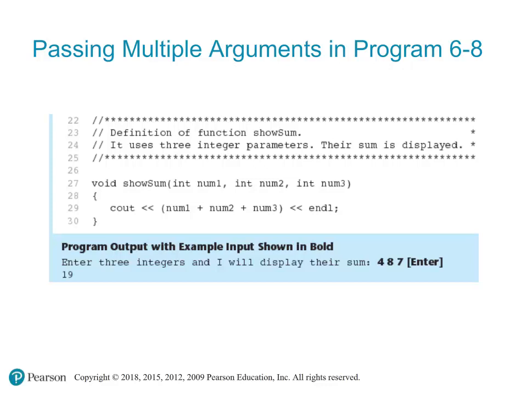The function showSum is defined to take 3 integer parameters, num1, num2, and num3. Inside the function, these parameters are summed up and the result is displayed. Each parameter, num1, num2, num3, holds one of the integer values passed as an argument during the function call in main.